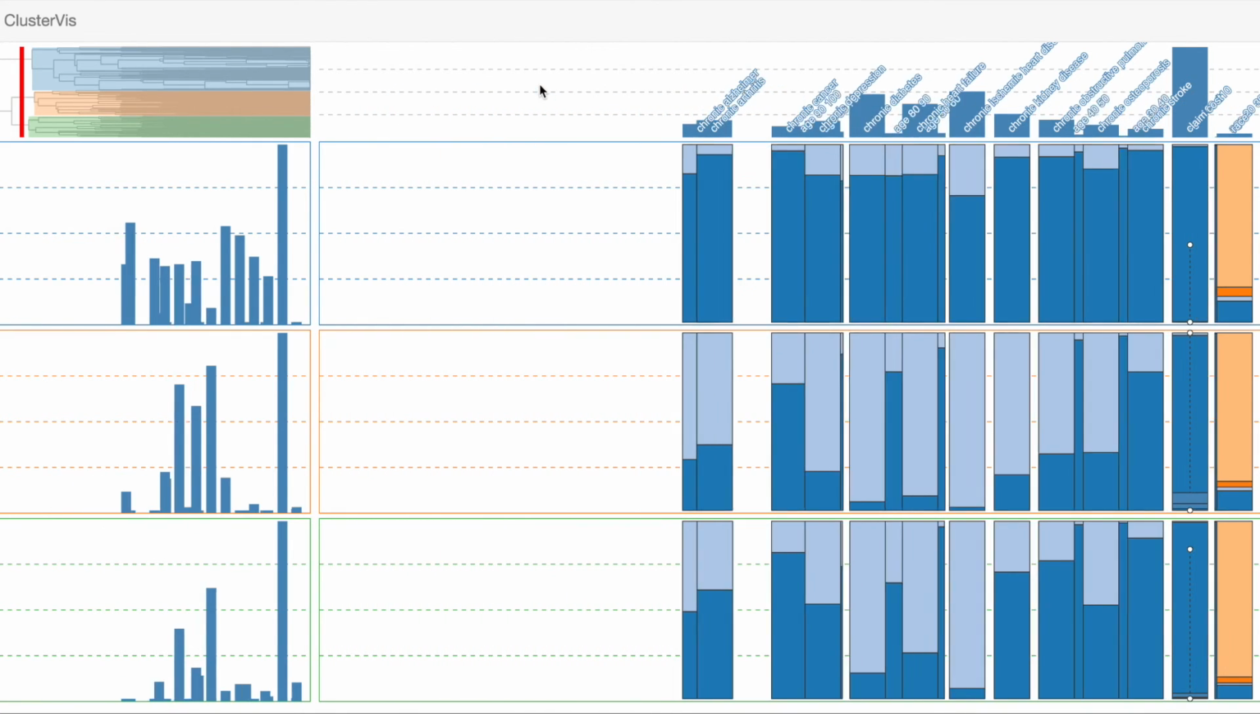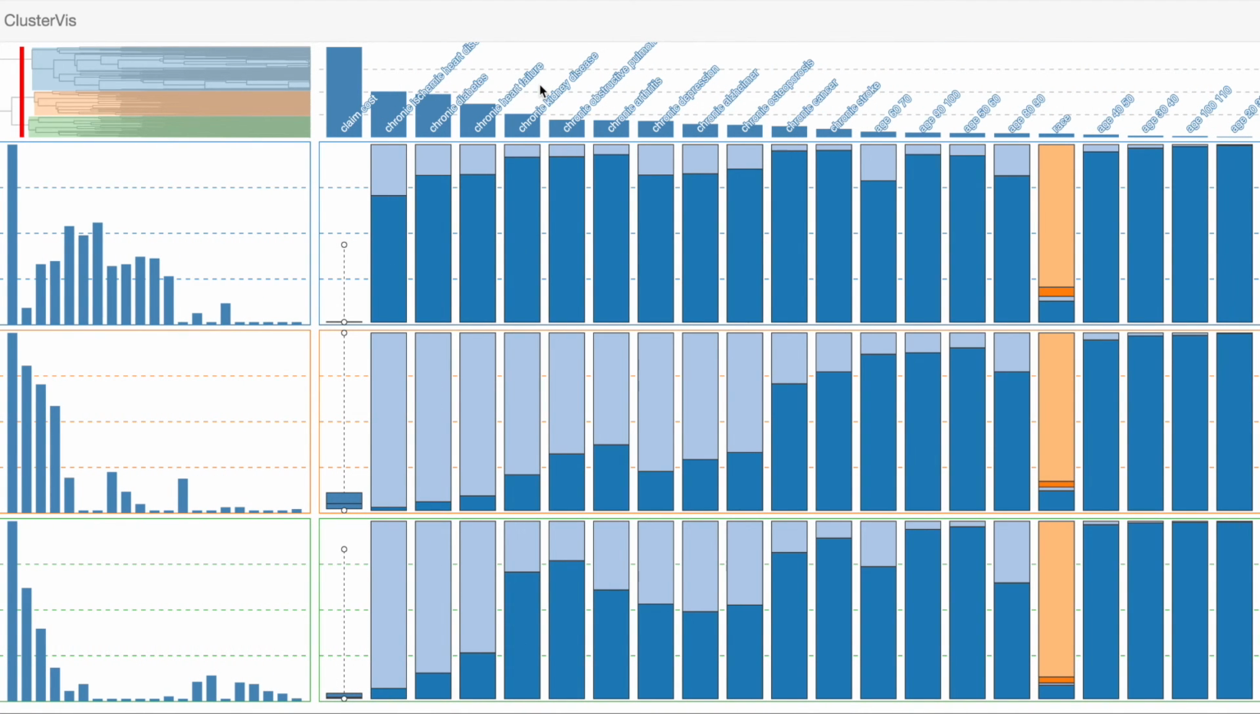We can continue the analysis by subdividing patient groups into smaller sets and reading their respective data summaries.